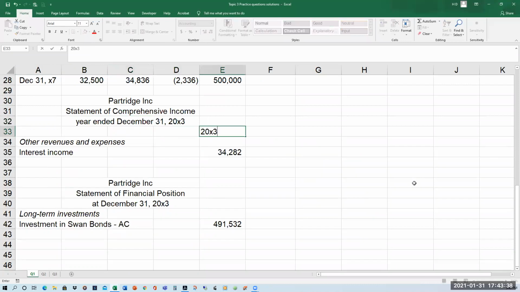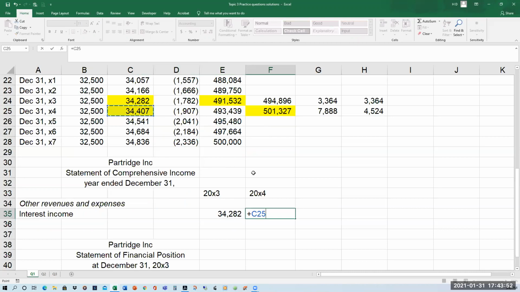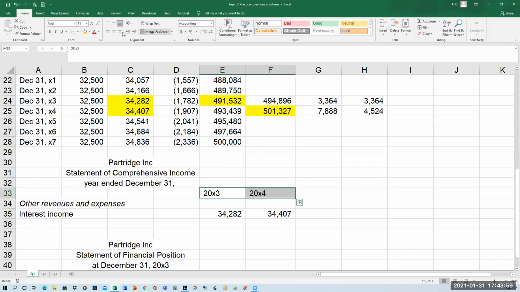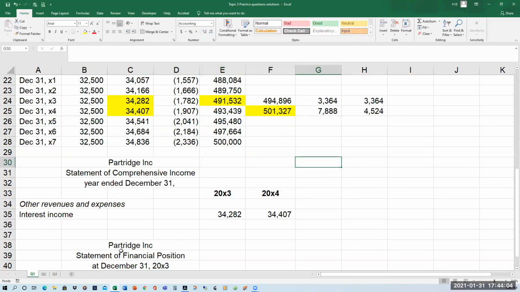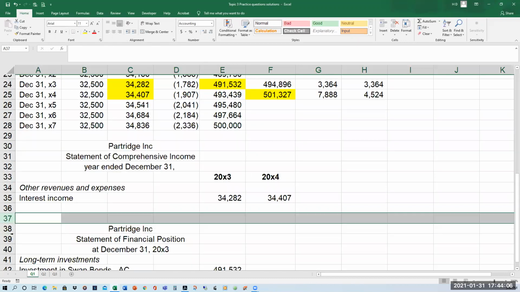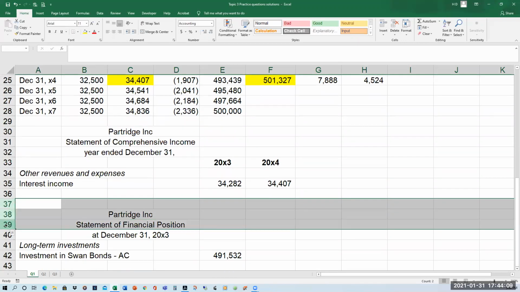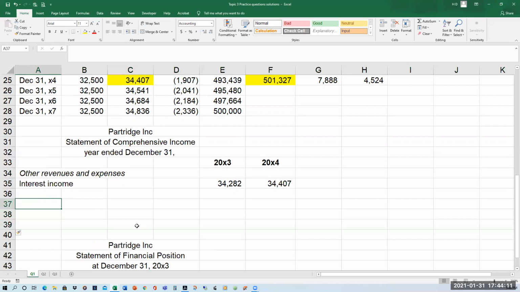So for year 3, the amount that we reported for interest income was 34,282. For year 4, the amount reported as interest income is 34,407. Still basically the same original effective interest amortization schedule, not changing any of that. But what will come in addition in year 4 will be the OCI, other comprehensive income.